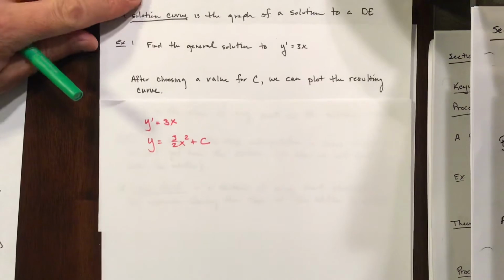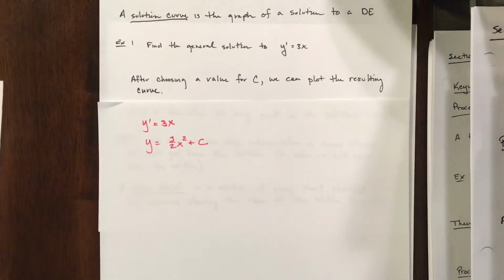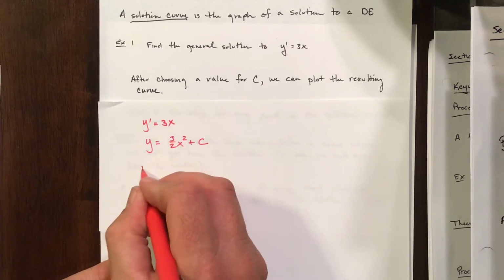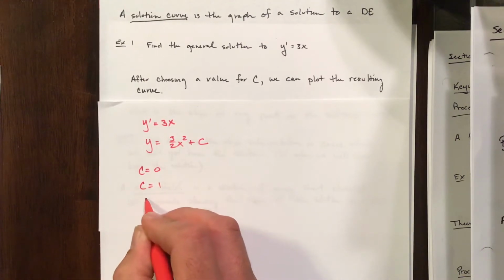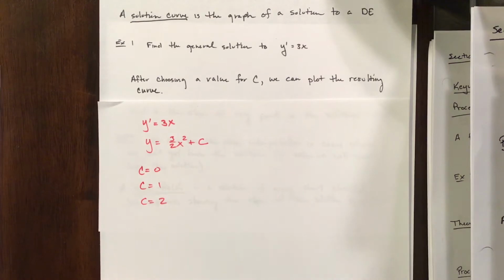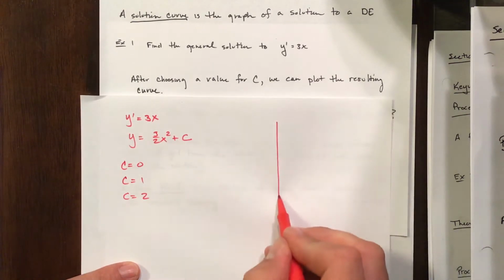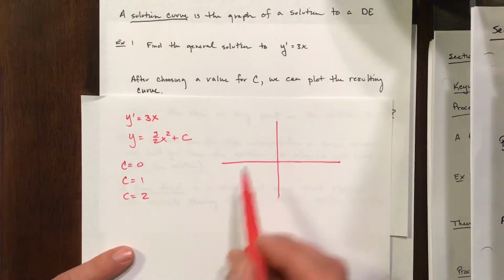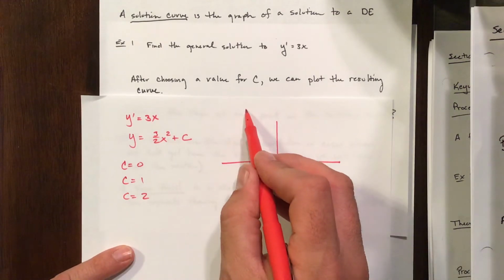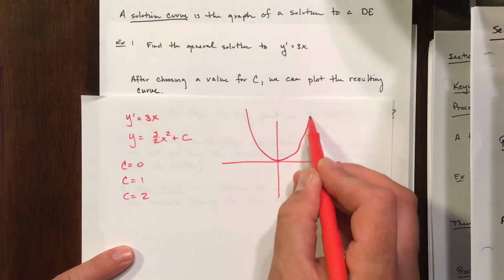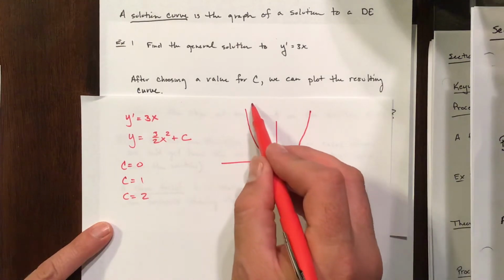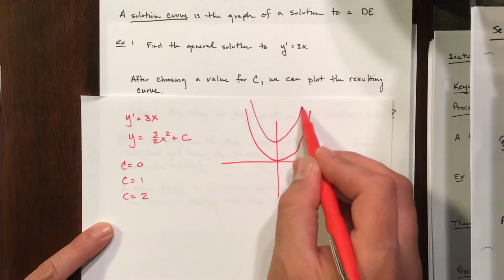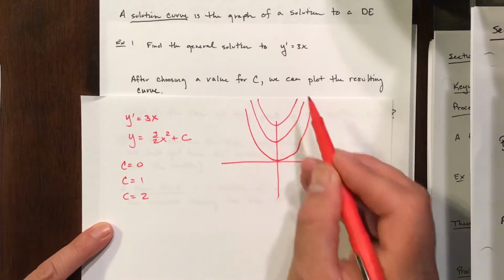After choosing a value for c, we can plot the resulting curve. I'm only going to do this for a handful of functions. So we can look at what happens when c is equal to 0, when c equals 1, and when c is equal to 2. Now, c can be a lot of different things, but bear with me on that. What does 3/2 x squared plus c look like? Well, it's a parabola. And what does 3/2 x squared plus 1 look like? Well, it looks like that. And plus 2 will look like that.